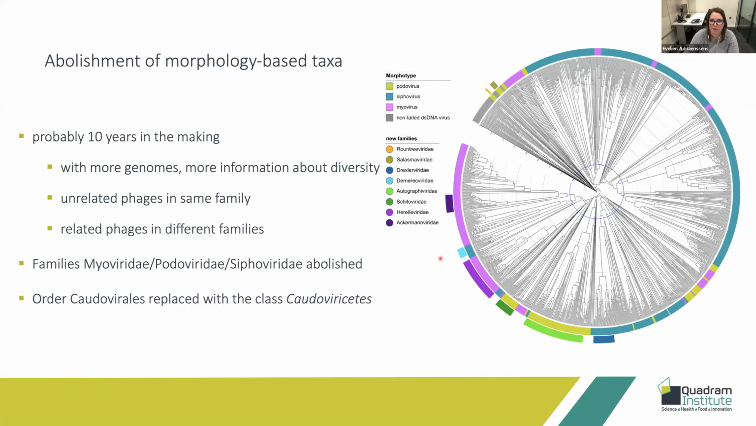But what you can still use is, say, the morphotype information. Say, I have found a podovirus, which is a phage with a short tail, but that means that you don't really know yet what family it is in based on that information alone. You need the genome information.